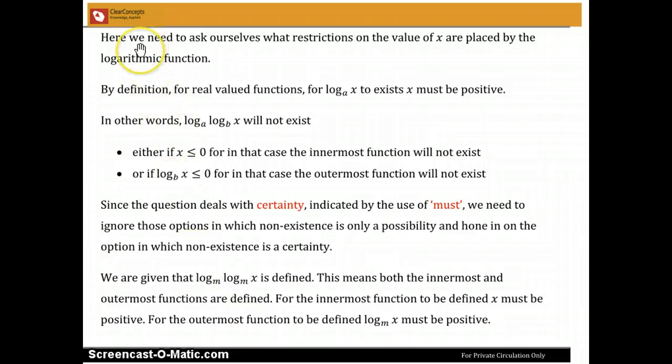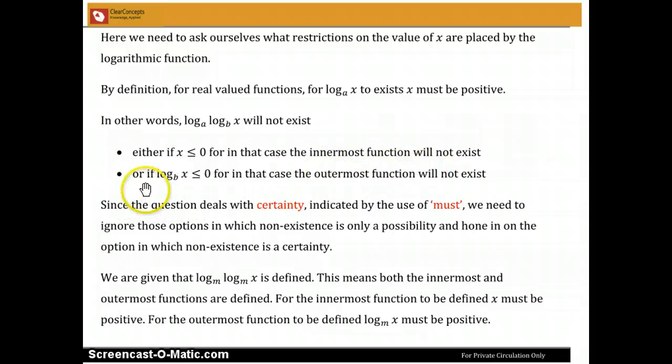So here we need to ask ourselves what restrictions on the value of x are placed by the logarithmic function. Now by definition, for real valued functions, for log x to the base a to exist, x must be positive. In other words, log to the base a of log to the base b of x will not exist on 2 conditions. First, if x itself is less than or equal to 0, for in that case log x to the base b will not exist, that is the innermost function.